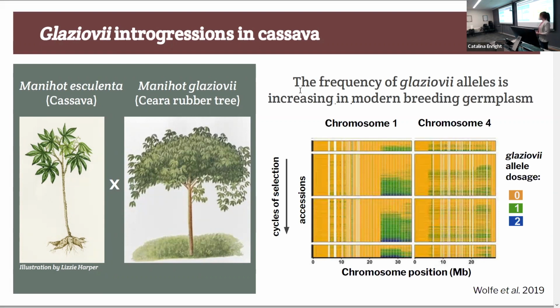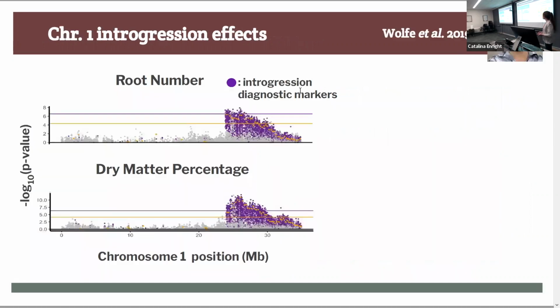So the legacy of that is that there are 2 large introgression segments from Manihot glaziovii on chromosomes 1 and 4 in cassava. And so you can see in green and blue, the introgression segments on the last 10 megabases of chromosome 1 and the central 20 megabase pairs of chromosome 4 increase in frequency as cycles of selection proceed. And so the introgression is becoming an increasingly important part of the population structure.